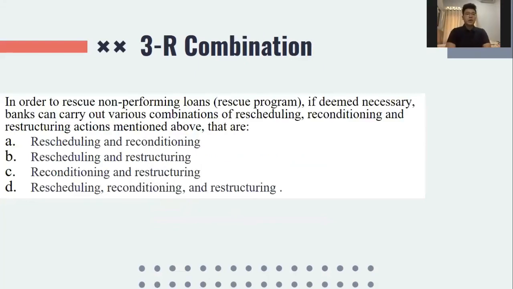The next one is about 3R combination. In order to rescue non-performing loans, if deemed necessary, the bank can carry out various combinations of rescheduling, reconditioning, and restructuring actions mentioned above, that are: A. Rescheduling and reconditioning. B. Rescheduling and restructuring. C. Reconditioning and restructuring. And D. Rescheduling, reconditioning, and restructuring.